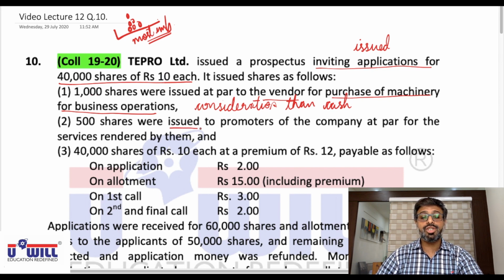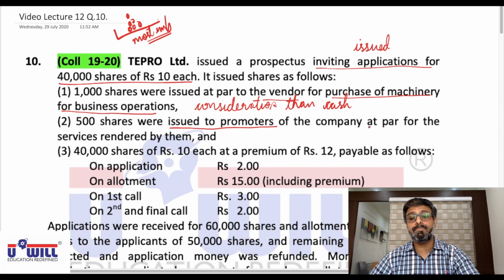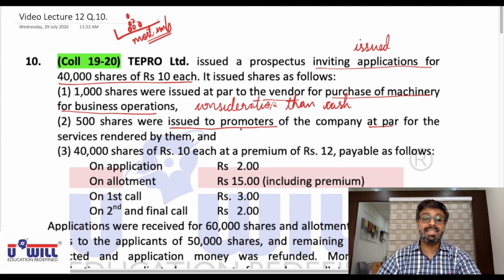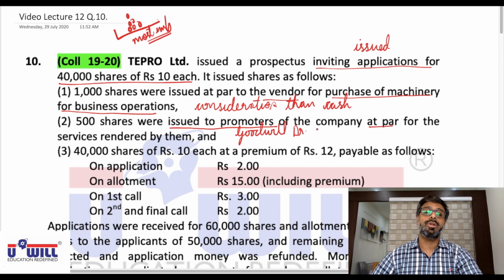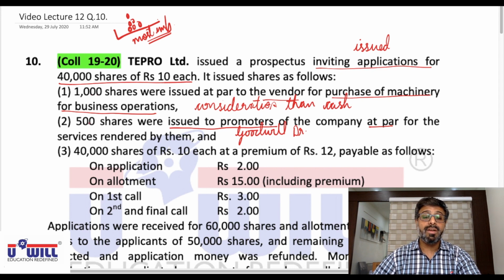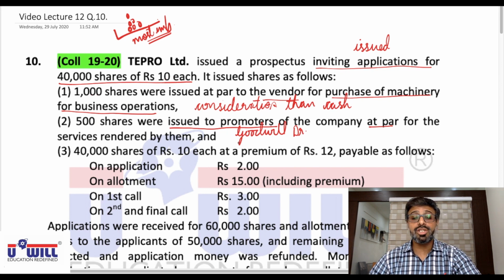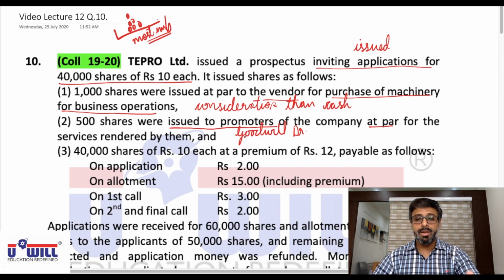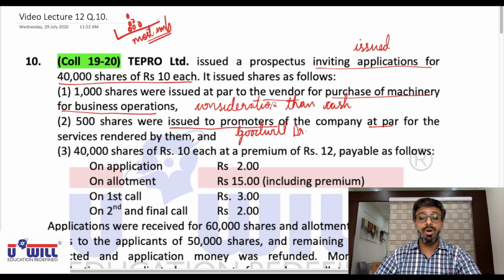500 shares were issued to promoters of the company at par for the services rendered by them. This also we have covered in the past lectures. If shares are issued to promoters, then which account will you debit? Goodwill account. So what will be the entry? Goodwill account debit to equity share capital account, 500 into 10, the value would be 5,000. Why are we issuing the shares to the promoters? For the goodwill of the company, for the reputation of the company. They have rendered the services, so we give them some shares free of cost. All this is discussed in detail in past lectures.